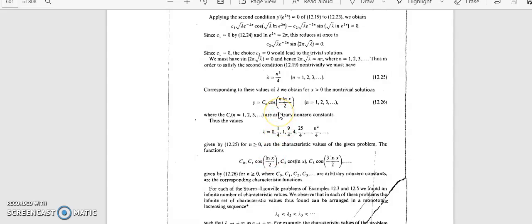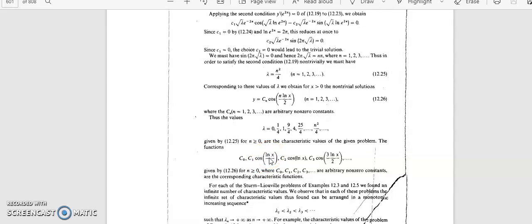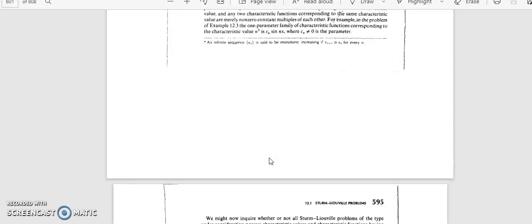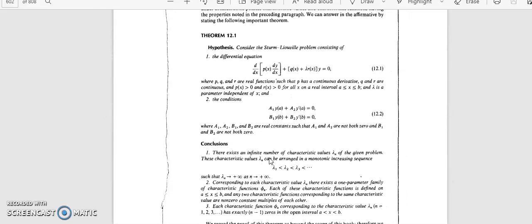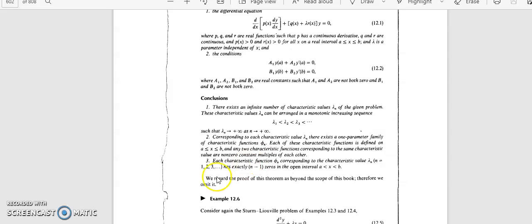Now when we take the same characteristic value, we will get constant multiples of the same function. So here c1 keeps on changing. So as you take the same characteristic value, the solutions, that is the characteristic functions, will be multiples of one another. Okay. So that is the second conclusion.